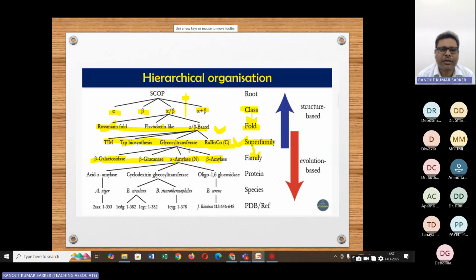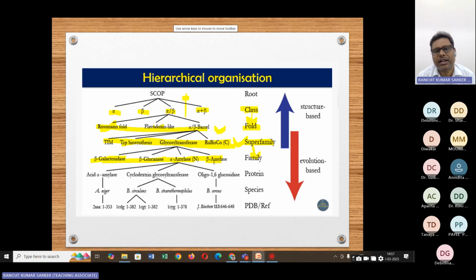Glycosyl transferase will have several families. That means beta amylase is a family of proteins. Under this beta amylase family, there will be many proteins. This beta amylase family belongs to the superfamily glycosyl transferase, and it belongs to the fold alpha/beta barrel fold.